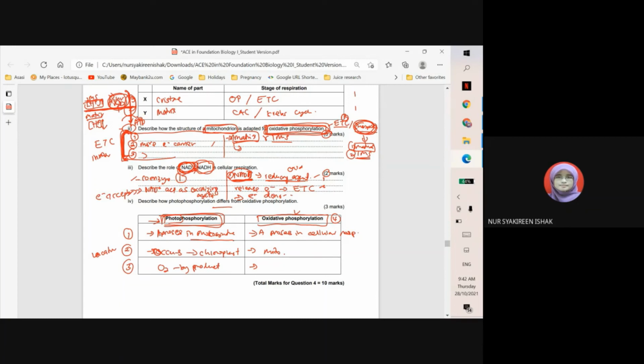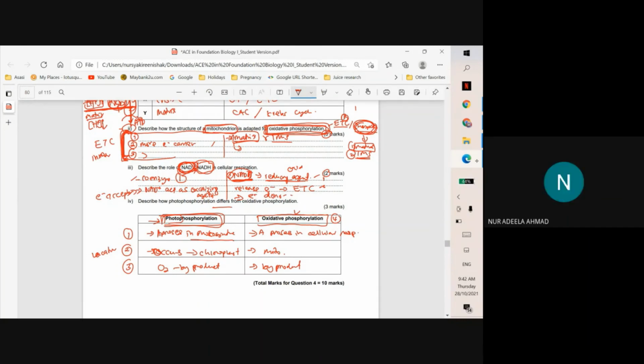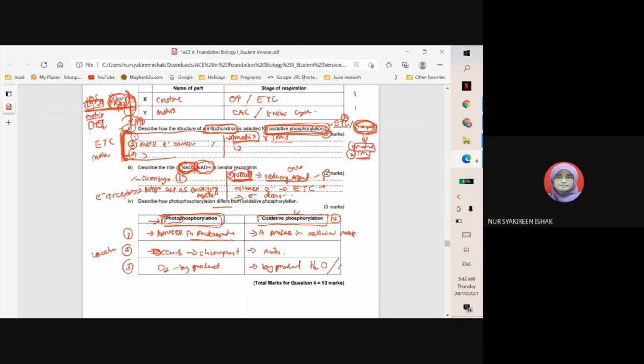Byproduct. ATP bukan byproduct. ATP is the product that you want, that the cell wants. The byproduct produced adalah water. Water kan? Ataupun sebenarnya kat sini awak boleh juga no oxygen produced. Boleh juga mana-mana.